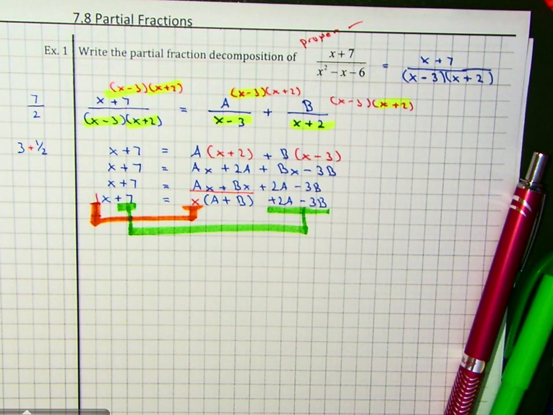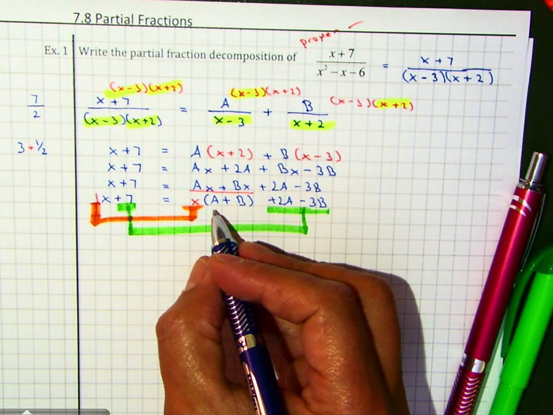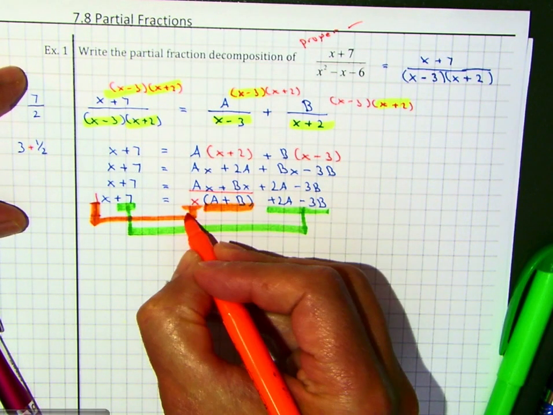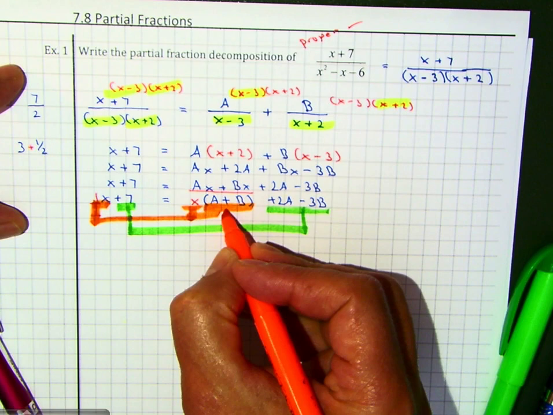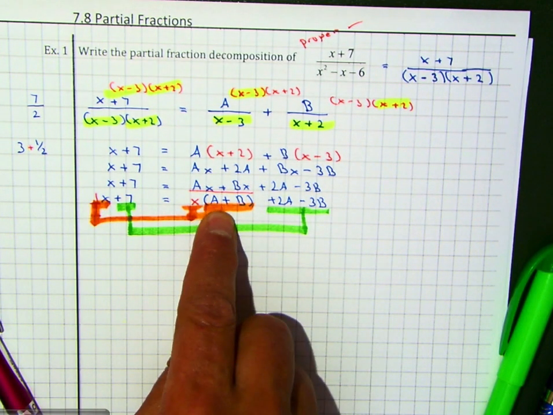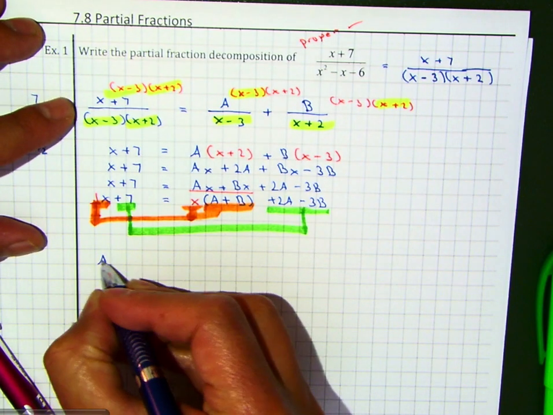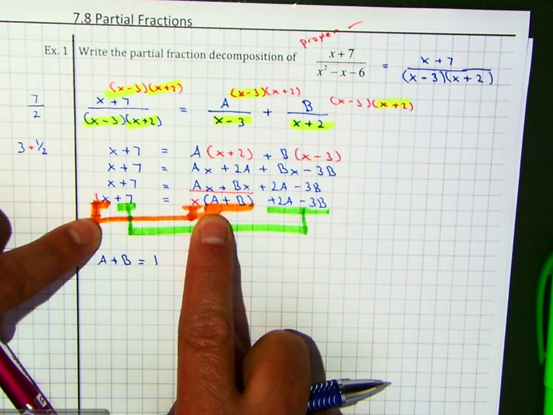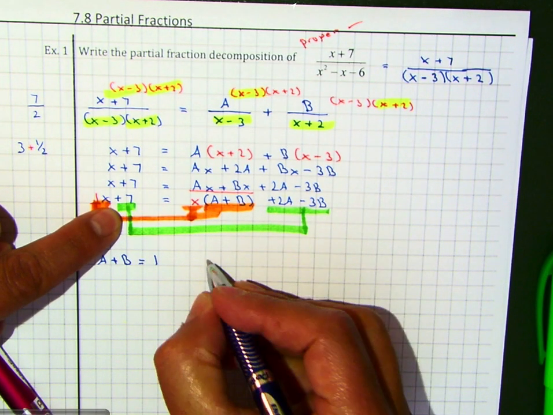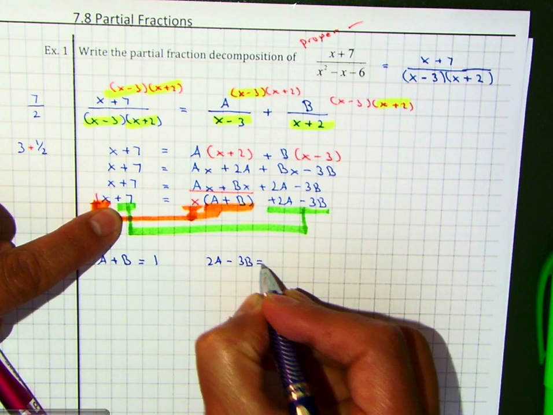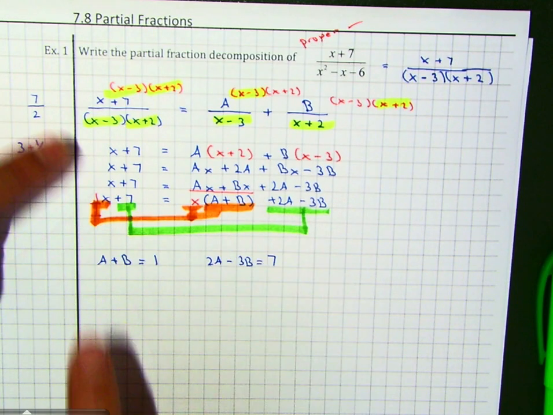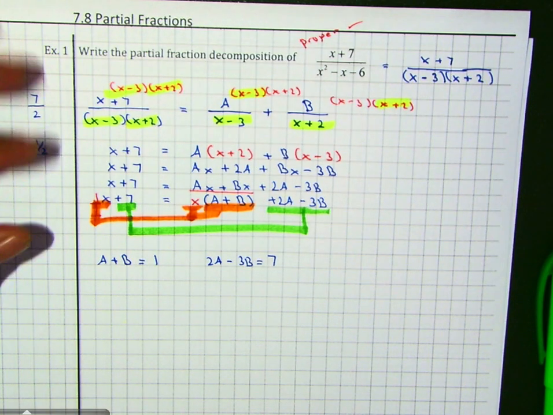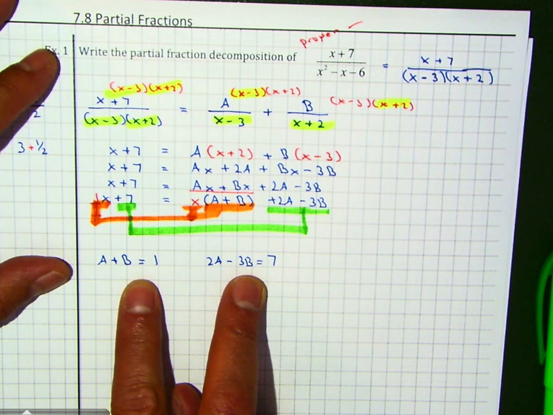So therefore, we're going to set up two equations. I should say this expression is equal to this expression. So therefore, my 1 should be equal to my a plus b. So therefore, a plus b has to be equal to 1 in order for those two expressions to be the same. And 2a minus 3b has to be equal to 7 in order for those two expressions to be the same. And now we have a system of equations. And I need to decide. I have two equations with two unknowns, so therefore I can solve it.